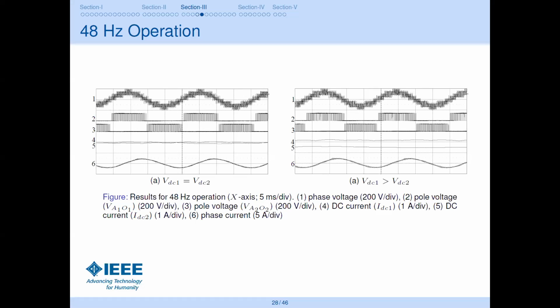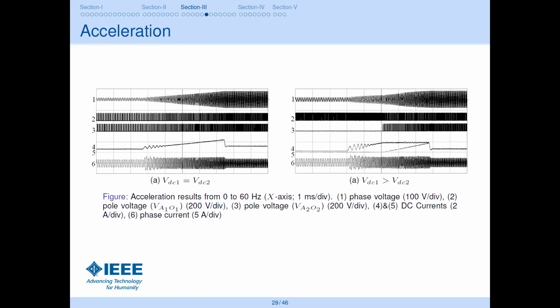I assume you understand what pole voltage is. Pole voltage is the voltage between the midpoint of each half bridge and the negative rail. That's the pole voltage, VAO in other words, or VAO1, and in the other inverter it can be VAO2. And you can see more DC current is being fed from inverter 1 compared to inverter 2.